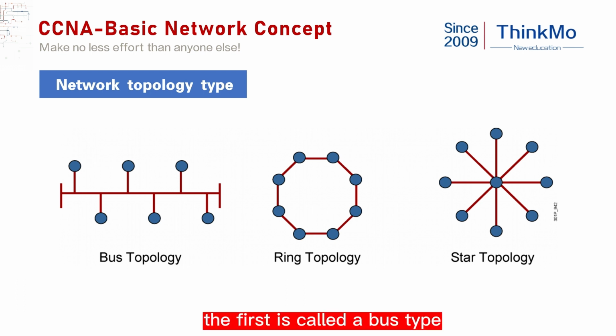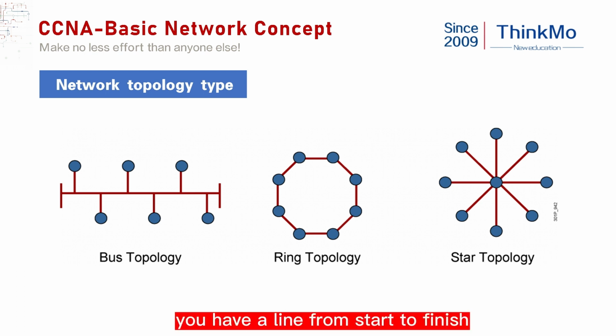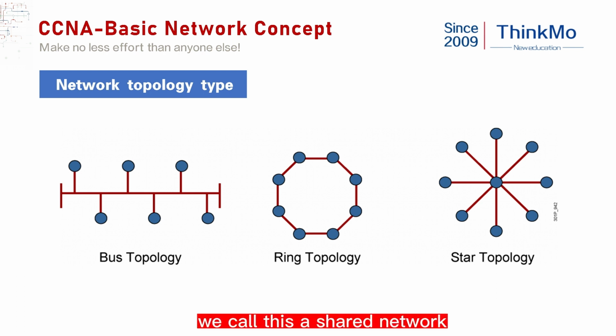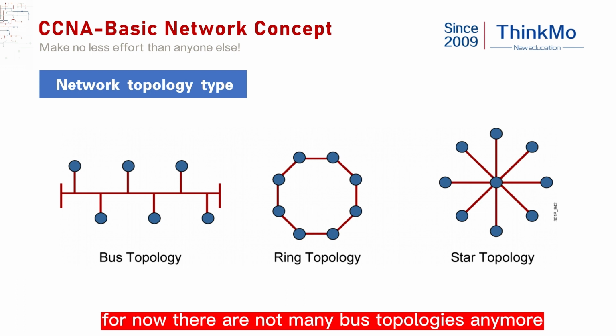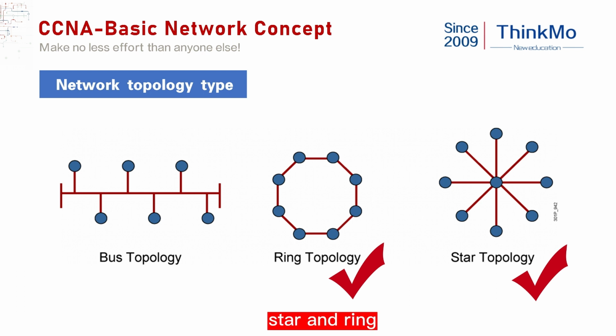The first is called a bus type, bus topology. What is a bus? You have a line from start to finish. But it is less used now. We call this a shared network. For now, there are not many bus topologies anymore. We now use more star and ring.